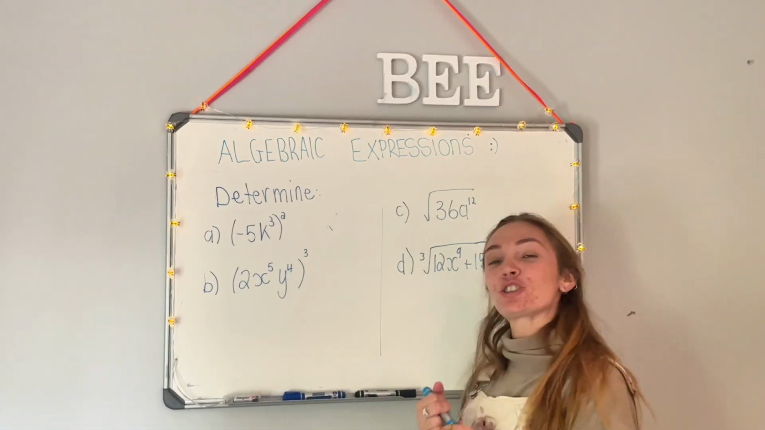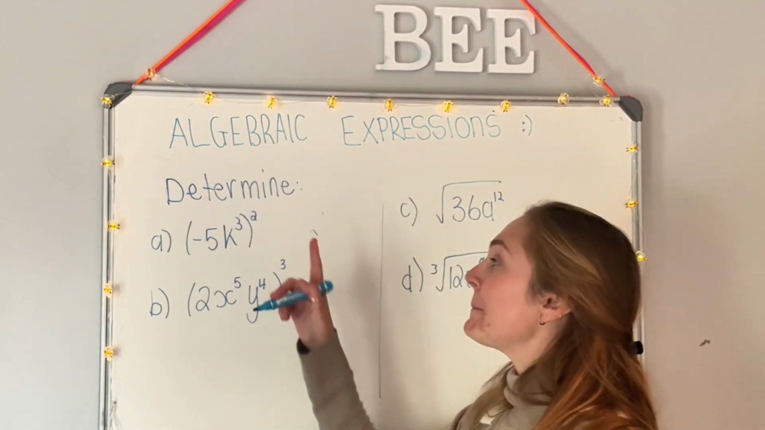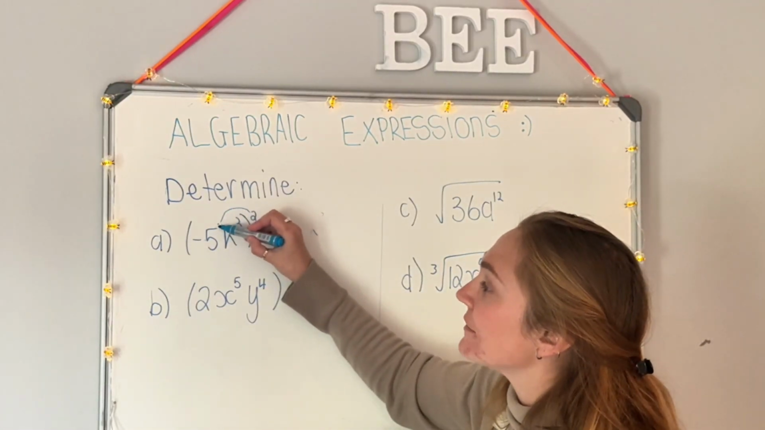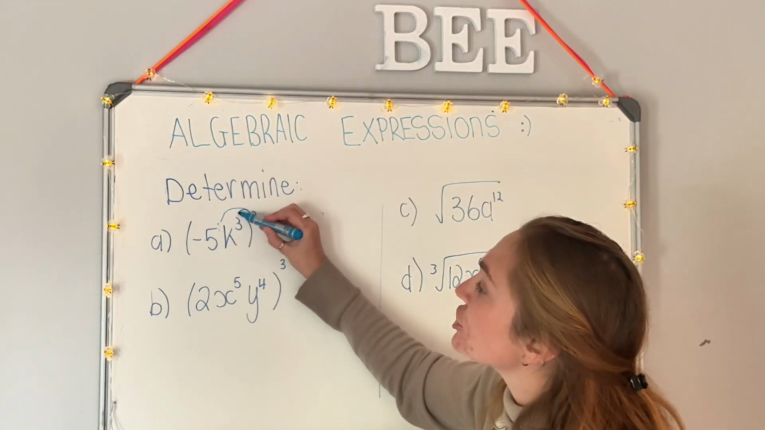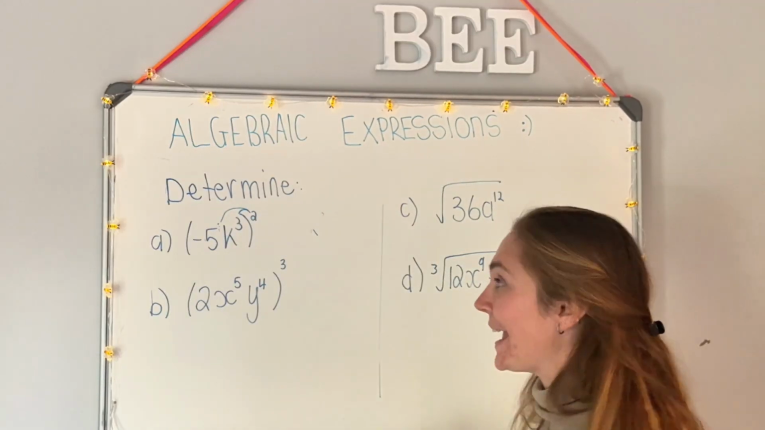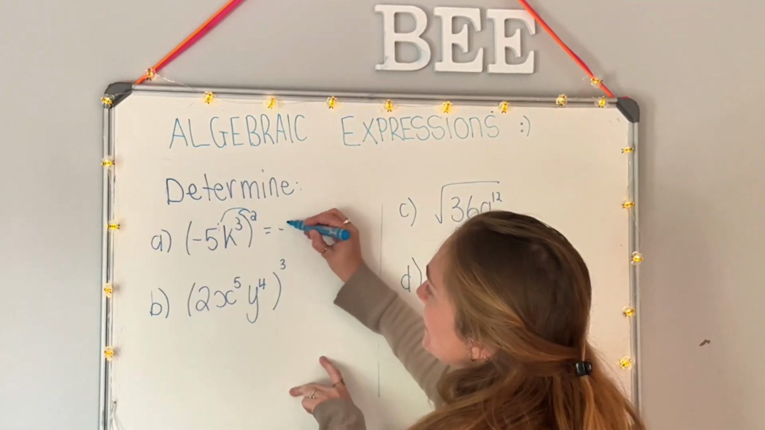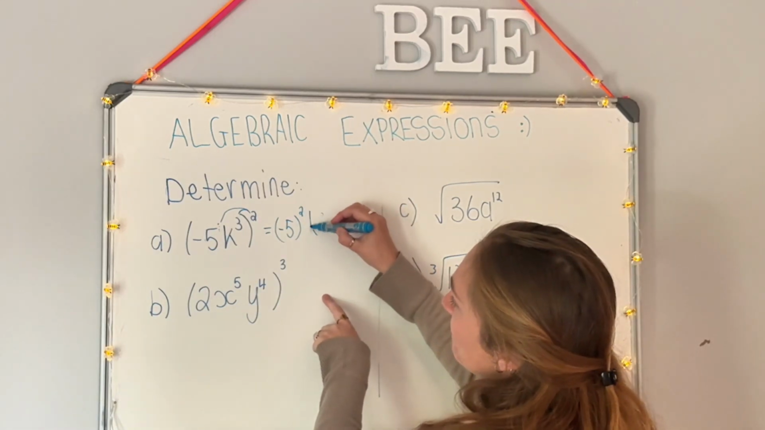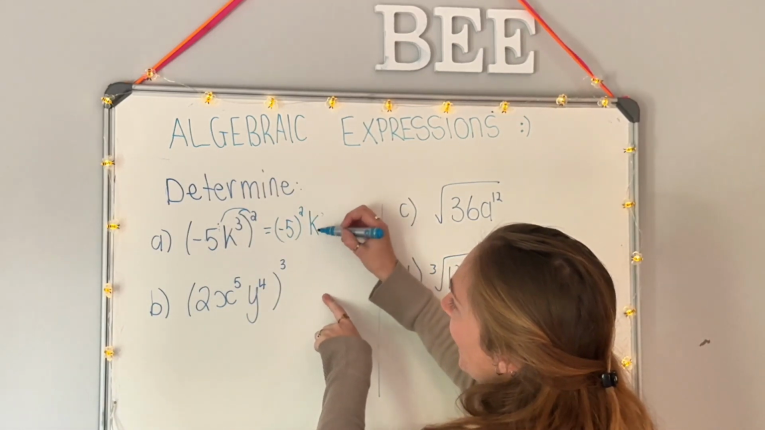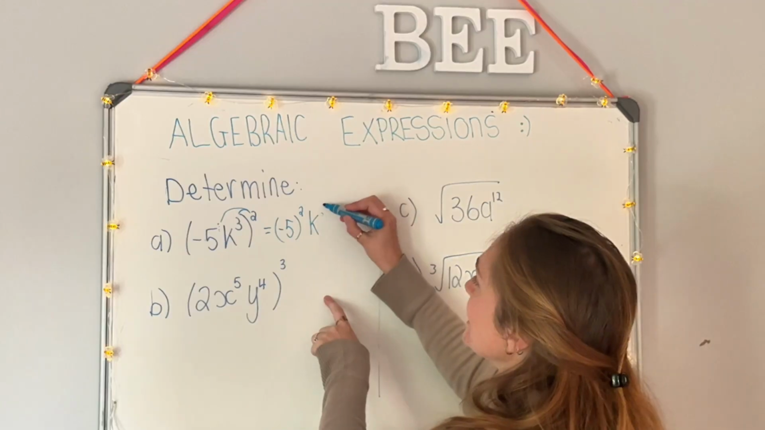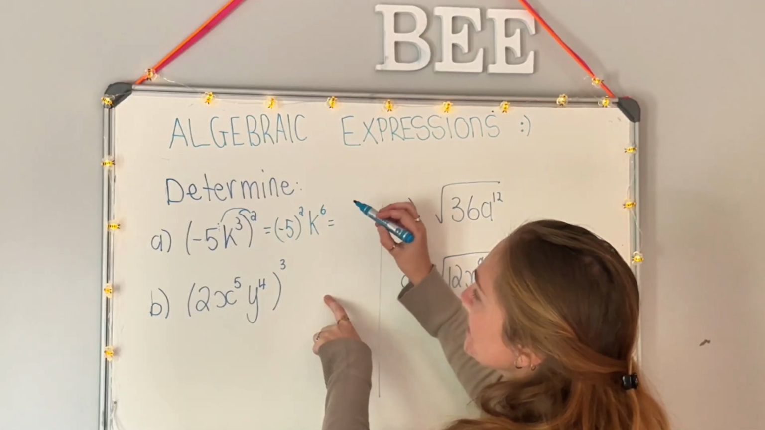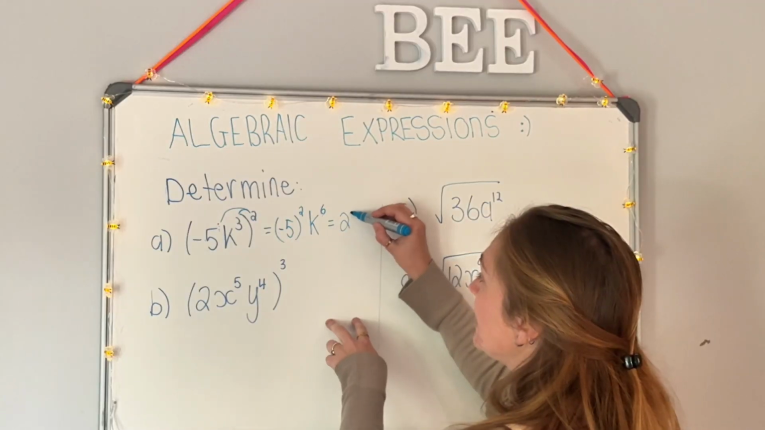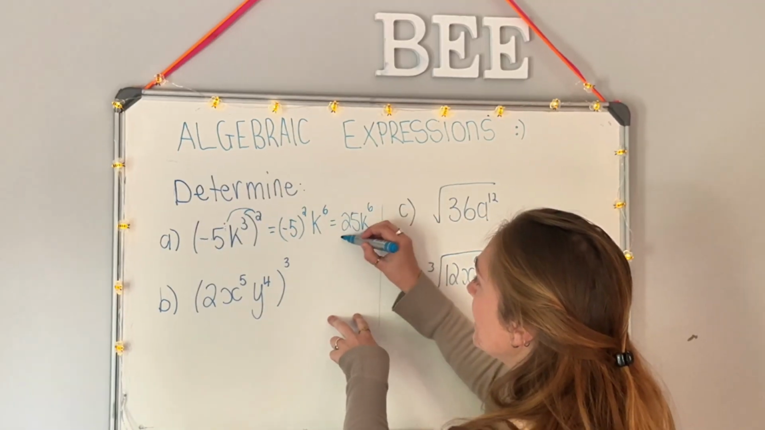Minus 5k to the 3, squared. Remember that this exponent 2 is going to go to that negative 5's exponent of 1 and to the 3, the exponent of k. So how I write that down is negative 5 to the power of 2 multiplied by k, and 3 times 2 is 6. So my final answer is going to be negative 5 times negative 5 is a positive 25k to the 6.